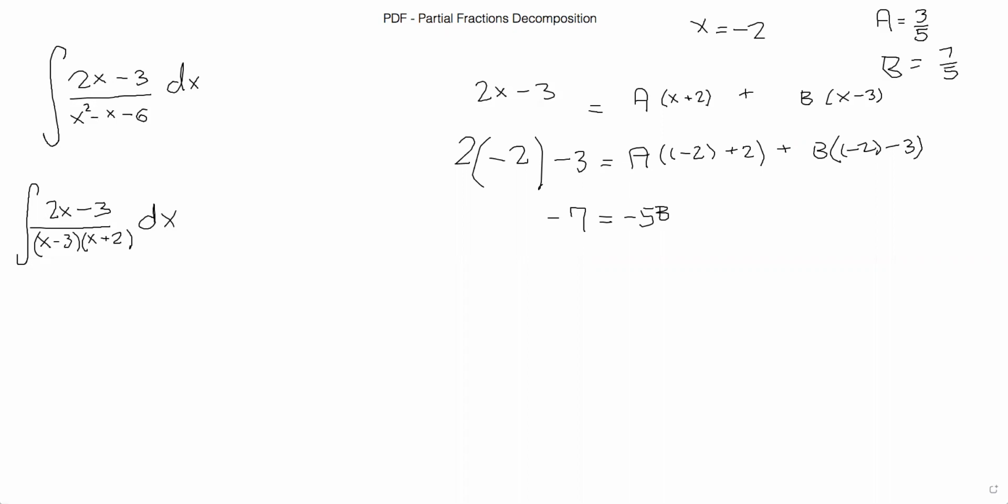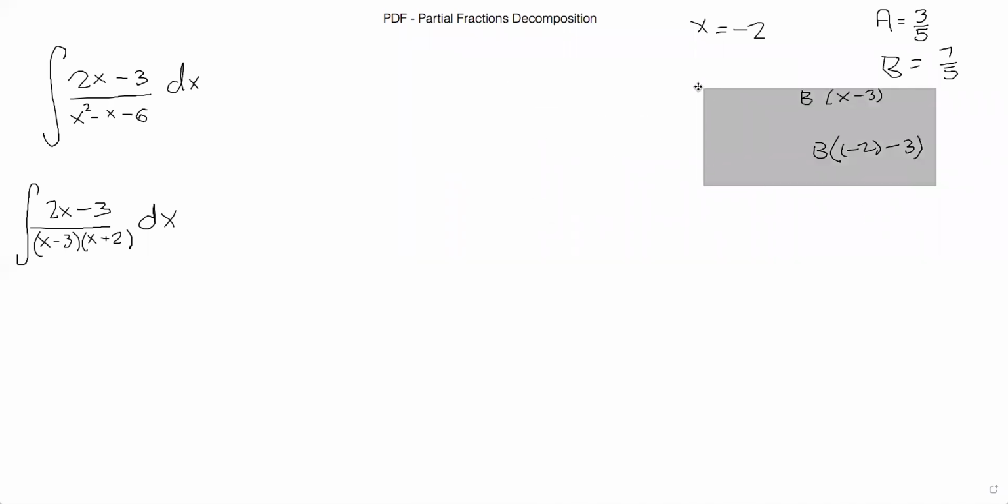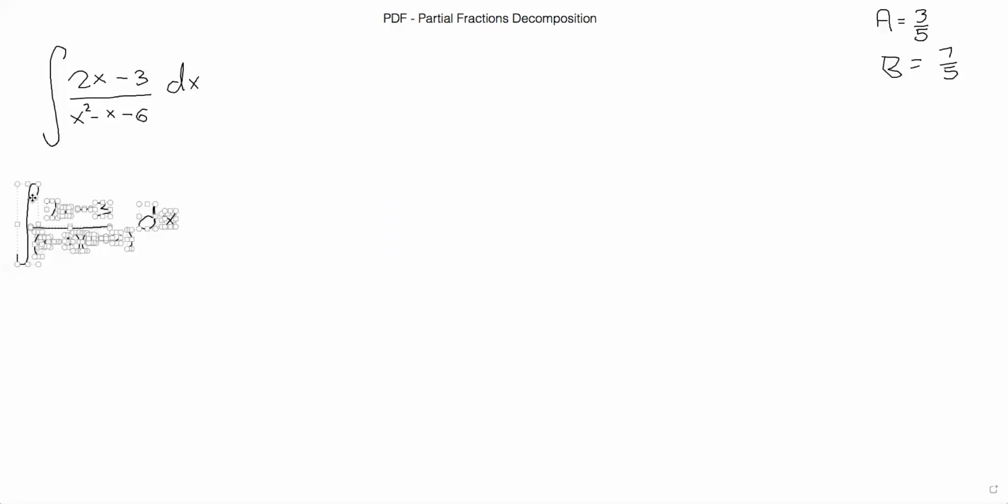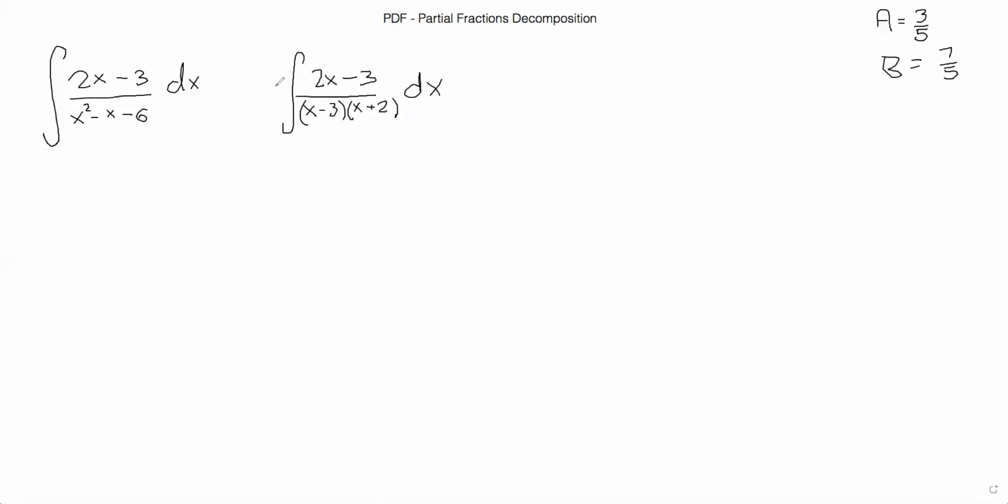All right, so now that we have those values, we want to go back to what we started with and actually start applying some calculus. So this is going to be equal to A times everything we have in the first part of our denominator. It's going to be A over x minus 3 plus another integral, B over x plus 2. So let's go ahead and put our values in. So A is equal to 3/5.